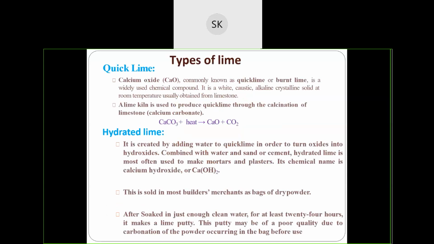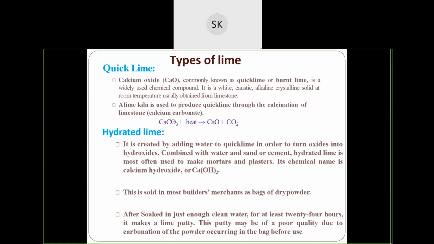Now, what are the types of lime? Number one is quick lime. So how can you produce quick lime? It is also known as burnt lime. It is a widely used chemical compound. It is a white, caustic, alkaline crystalline solid at room temperature, usually obtained from limestone. So from limestone, quick lime is obtained. A lime kiln is used to produce quick lime through the calcination of limestone. This is the reaction you must have come across very often in your 11th and 12th, in the chapter under the topic of heat of hydration.